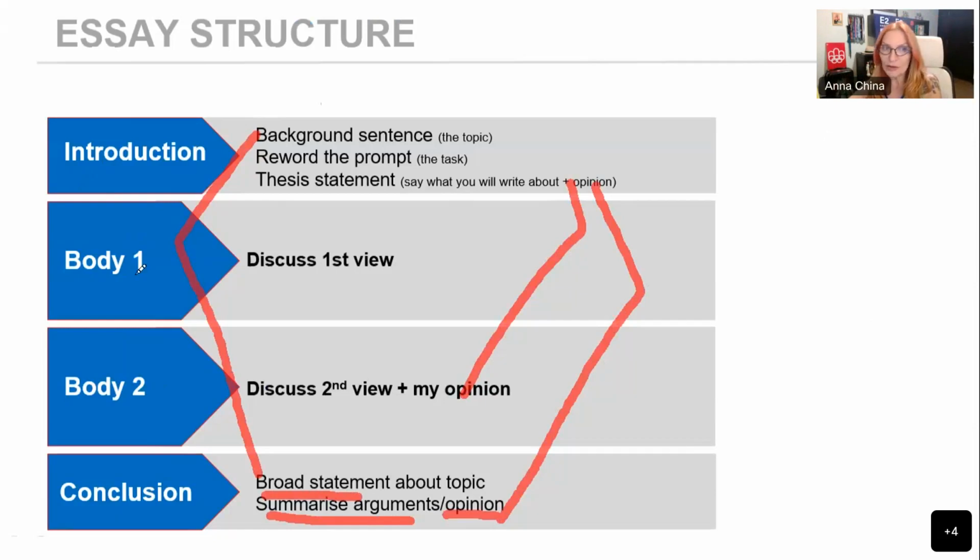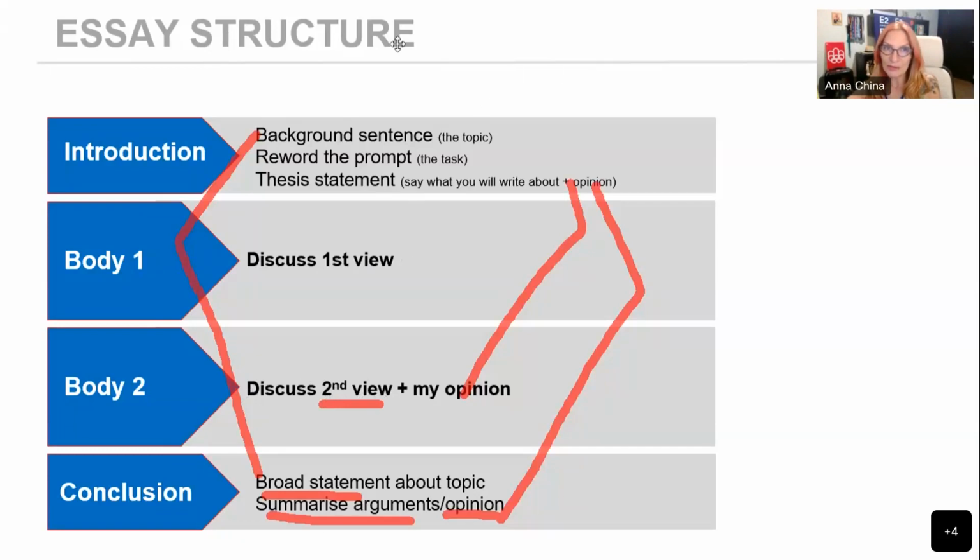The first structure that I propose is to discuss the first view, and the writer's opinion will always be in the second body paragraph because then it will naturally connect to the conclusion. If you put the writer's opinion in the first body paragraph, there may be a distance from the conclusion, and the coherence may not be as well structured. So when you have discussed both views, always guide the student for the writer's opinion to be in the second body paragraph.